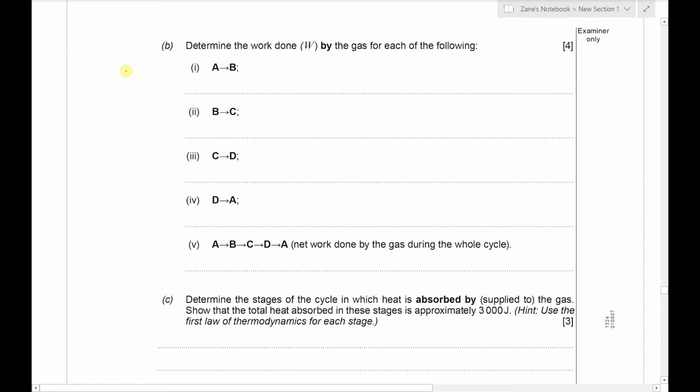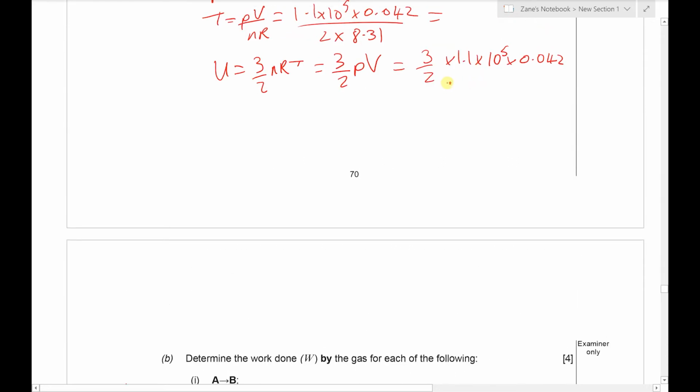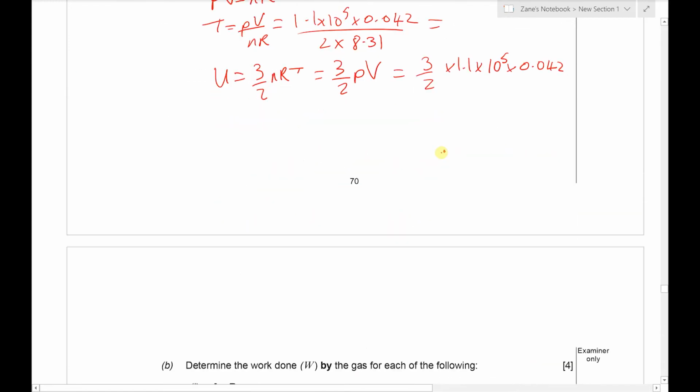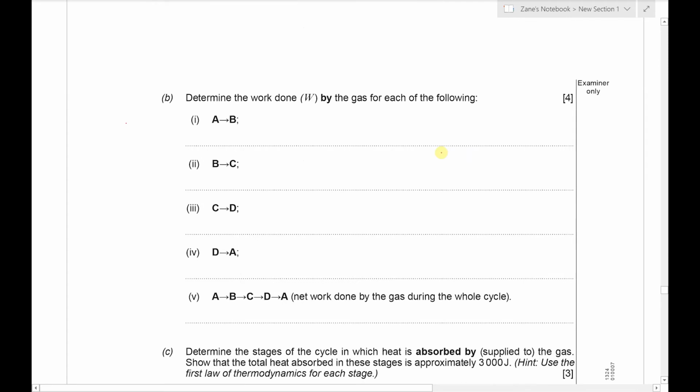Okay, the question continues by asking us to determine the work done by the gas for each of the following. Now, your general formula for work done by a gas is pressure times change in volume, or you can use the area underneath the lines on the PV diagrams. So for both A to B and C to D, there's no area underneath the lines, and therefore there's no change in volume, and therefore there's no work done. So for both A to B and C to D, we can fill in 0 joules.